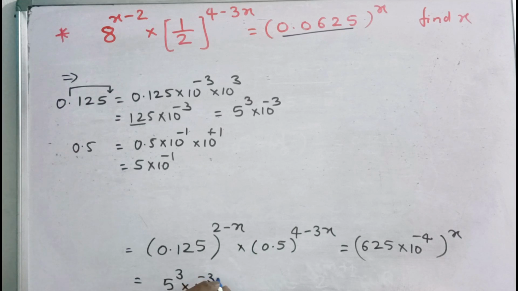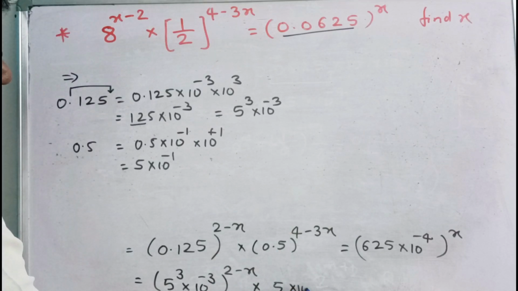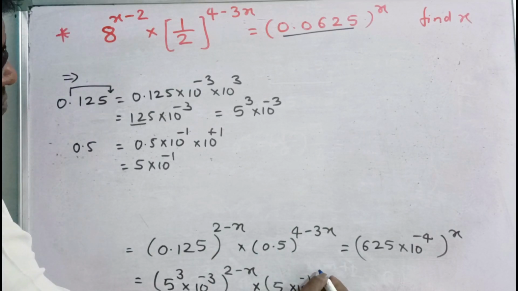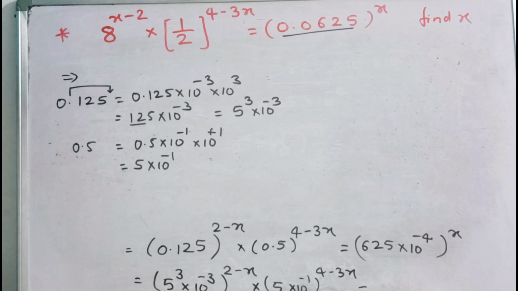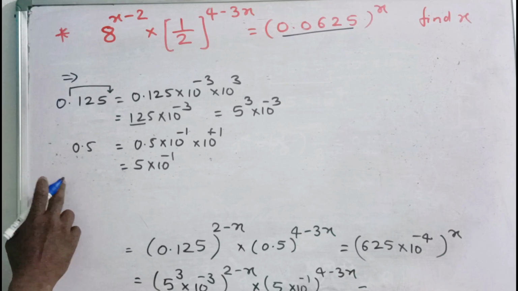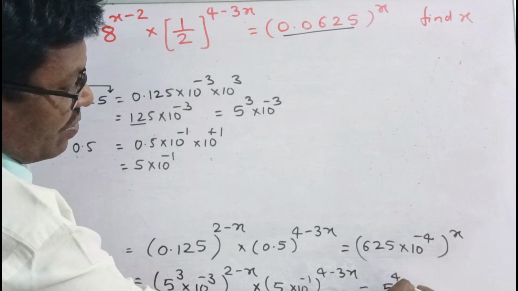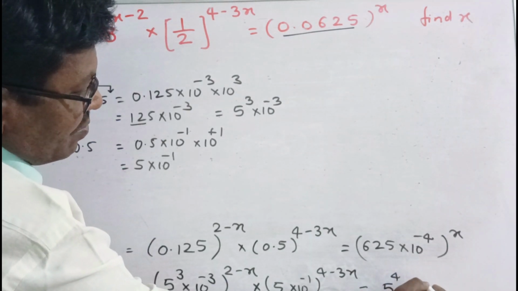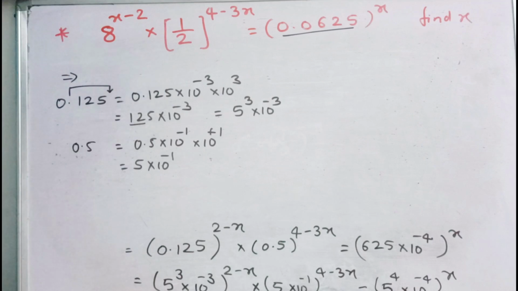to the power minus 3 raised to the power 2 minus x into 5 raised to the power minus 1 raised to the power 4 minus 3x is equal to 625 means what? 625 is 5 raised to the power 4, into 10 raised to the power minus 4 raised to the power x.